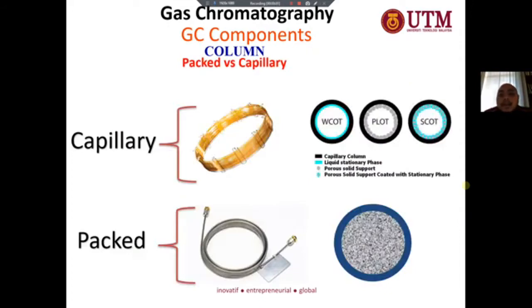Right now, here is the comparison figure of the capillary and packed column. The capillary column, if you look over here, is very small and very thin compared to the packed column. Because in the packed column we need to pack the stationary phase, the diameter of the packed column is much larger compared to the capillary column. But the packed column has a lot of disadvantages. That's why the researchers invented the capillary column.